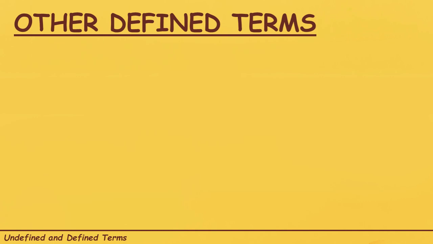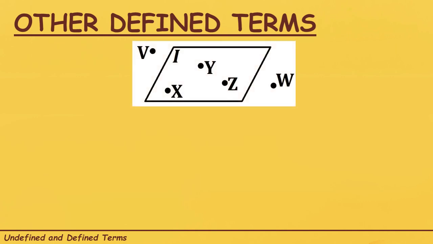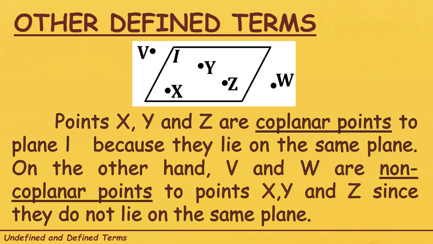Other defined terms. Using this figure, we have points X, Y, and Z are coplanar points to plane I because they lie on the same plane. Ayun. Ang pangalan pala ng plane na ito is plane I. At makikita naman talaga natin na ito is plane I. Ang points X, Y, and Z ay nasa loob ng plane I. Therefore, they are coplanar points.